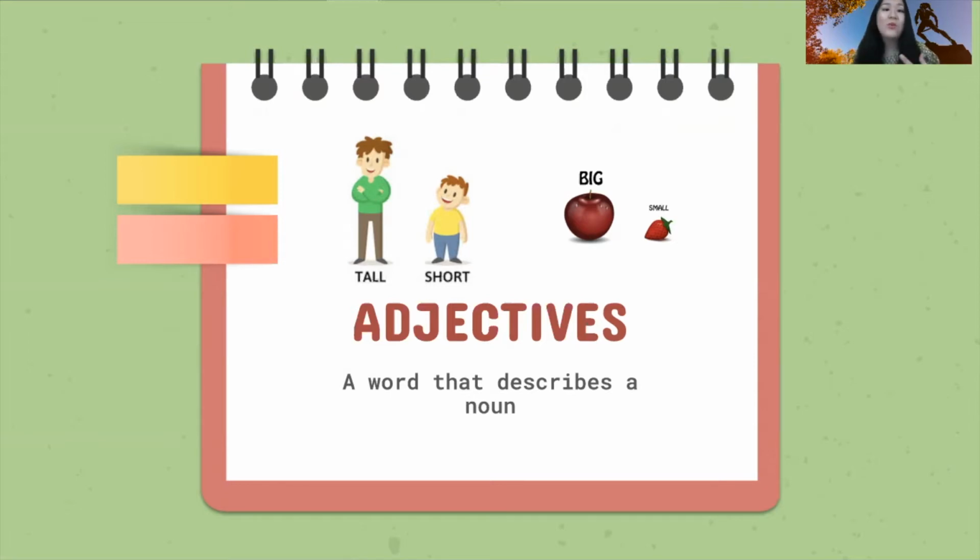For example, we have a tall man, and we also have a short man. Tall and short are both adjectives. Over here, we're describing an apple and a strawberry. An apple is big, but a strawberry is small. So adjectives help us out when we're talking about certain nouns.